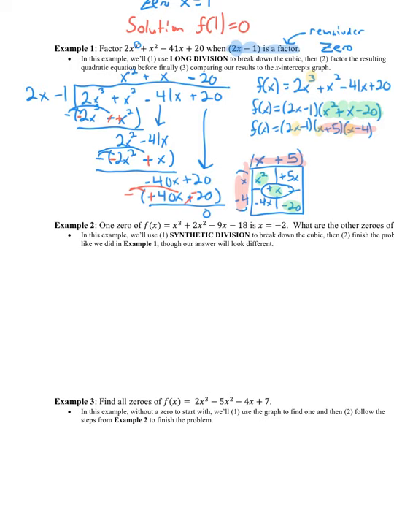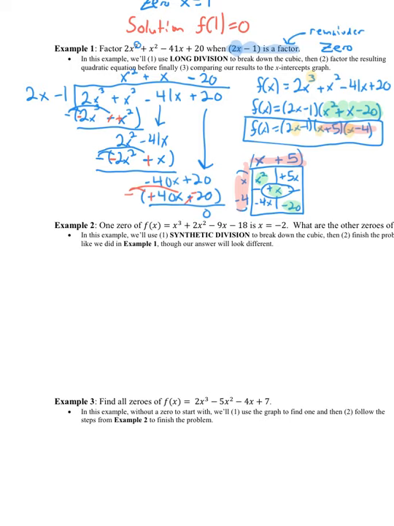Okay, so this problem, example 1, asked us to end with a factored form equation. So my solution here is this factored form equation, 2x minus 1 times x plus 5 times x minus 4. All right, that's example 1. That's what this looks like. All right.